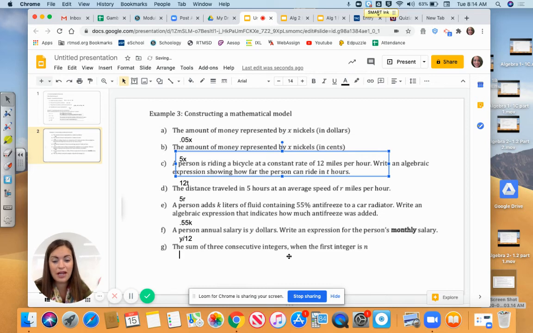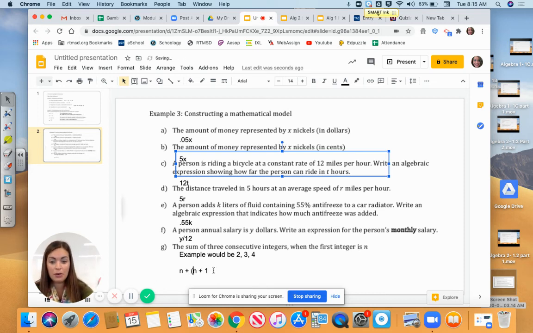Okay, and then the last one is kind of interesting, the sum of 3 consecutive integers. An example of that would be 2, 3, and 4. These are consecutive integers. So if the first integer is n, and we want to find the sum of them, that means add the 3 together, like 2 plus 3 plus 4. If the first number is n, we would have to add the first number to the next number. And to get to the next number, we take the first number and we add 1 to it. So the first number is n.